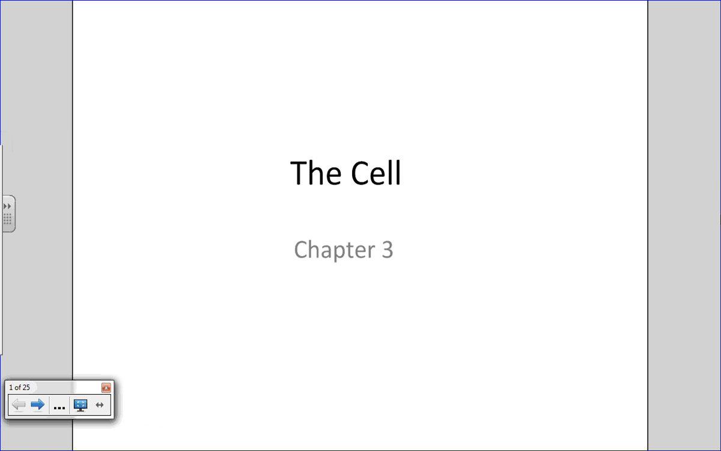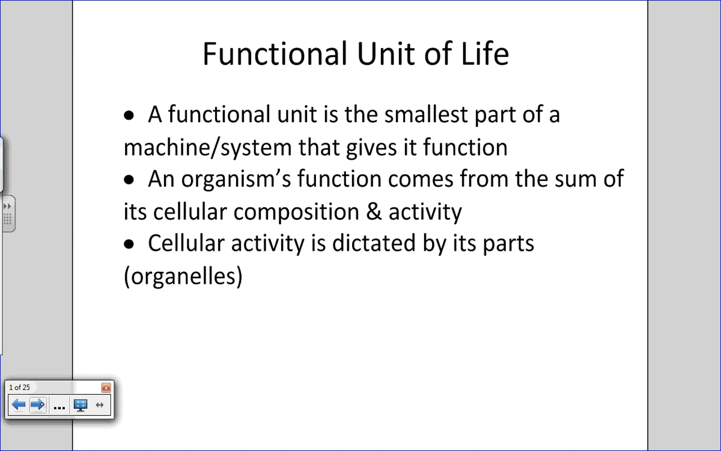All right, I want to start out just by giving a brief introduction into the cell, just talking about some of the basic characteristics of it, and then I'll go a little more into detail about the cell and the importance of understanding basic cell biology for human anatomy and physiology.